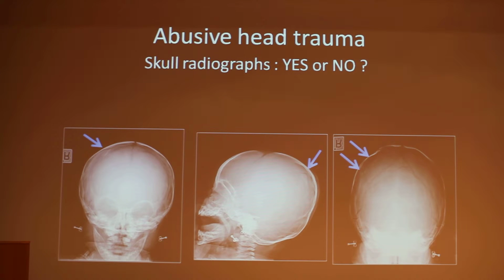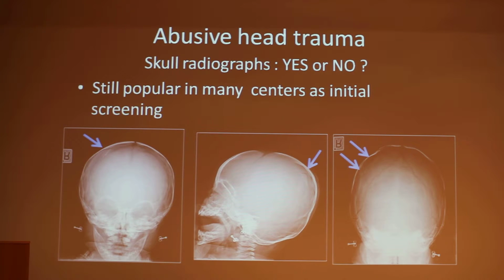And there is not a good answer to that, because it depends really on the center you are in. In many places, it's still popular for the initial screening in kids less than 1 year old to do skull radiographs. In our center, we do all 3 views, the AP, the lateral, and the Towne. In other places, they do just the AP and the lateral, and they decide whether to do the Towne. And here, this light is a little bit interfering. You see there should be 2 fractures, which is already quite suspicious.